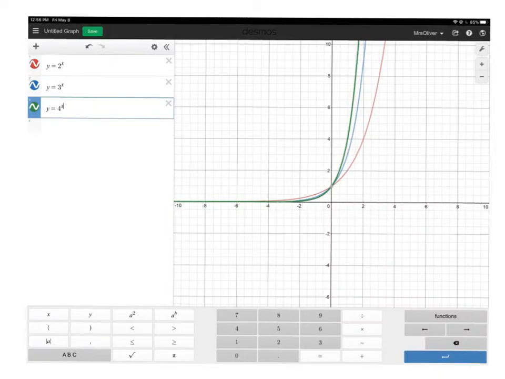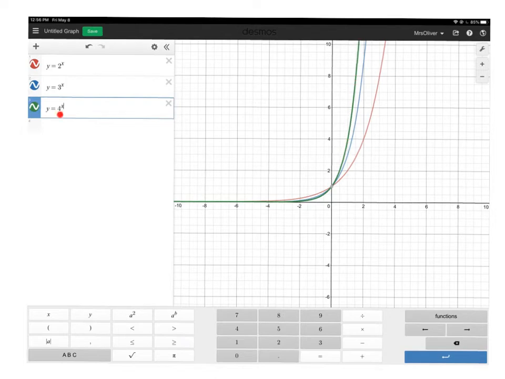So we could go ahead and create a table of values for each of these three functions. In an effort to show you in an efficient way, I'm showing you a screen capture from Desmos. You'll notice that the red function is the one we graphed on the previous page, and that's y equals 2 to the x. You'll see that the blue function is y equals 3 to the x, and the green function is y equals 4 to the x.